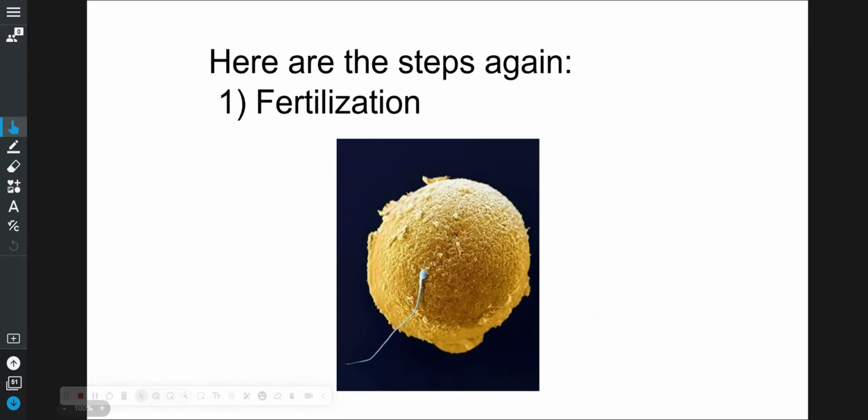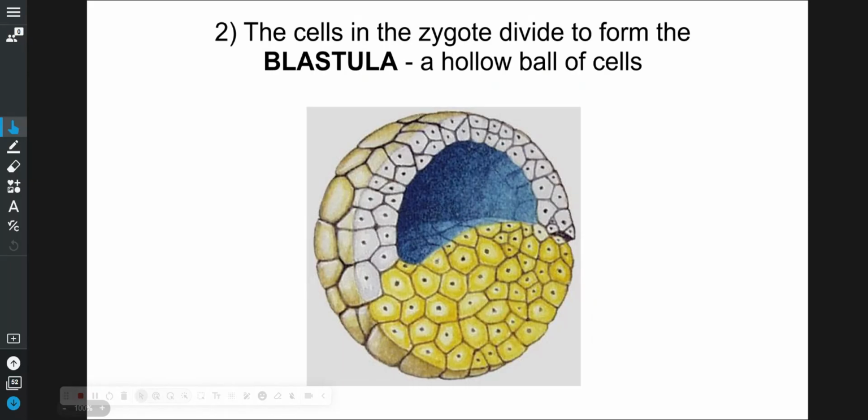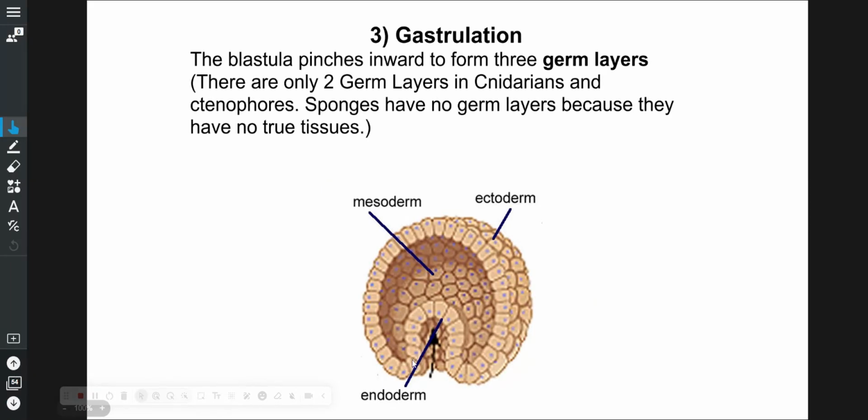Okay, so here again, the steps of fertilization: sperm meets egg. That one cell divides into 2, 2 become 4. Eventually you get a morula, and that morula will become a hollow ball of cells called a blastula. The blastula is going to pinch in through gastrulation, and that's where you get 3 germ layers. The ectoderm on the outside, meso in the middle, and endo on the inside.